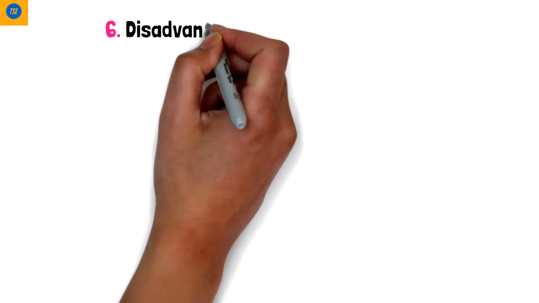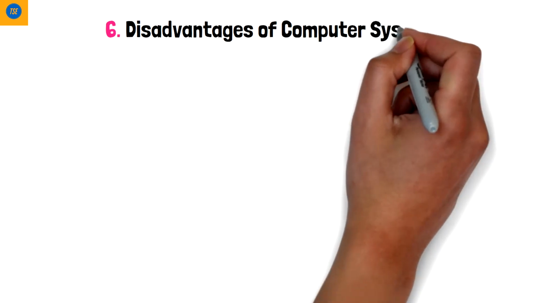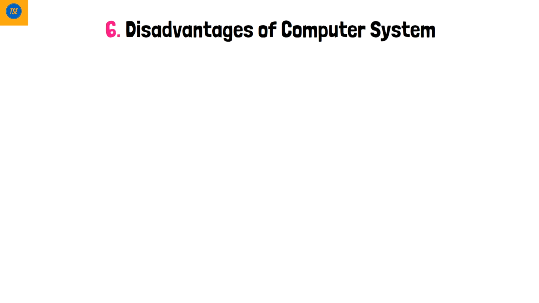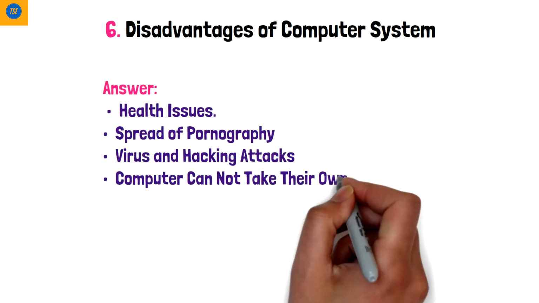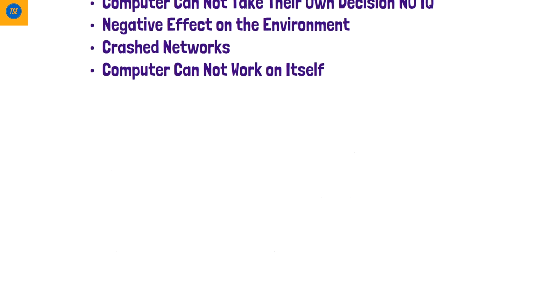Disadvantage of a computer system. Answer. Health issue, spread of pornography, virus and hacking attack. Computer cannot take its own decision. Negative effect on environment, network crash. Computer cannot work by itself. This is the disadvantage of a computer.